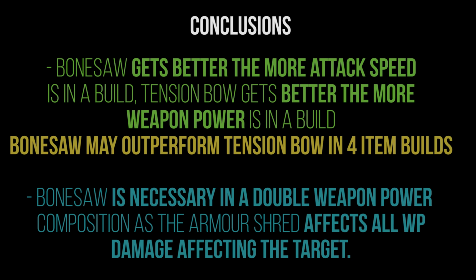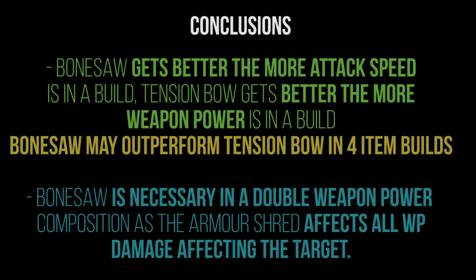Bonesaw gets better the more attack speed you build, specifically because you're going to apply more stacks more quickly. I think that speaks for itself, and therefore the quicker you get to 8 stacks, the more damage you can deal. Tension Bow gets better the more weapon power you build. Now, obviously, both of these weapons are going to get better the more of either stat that you build. Tension Bow does get better with attack speed, and obviously Bonesaw gets better with weapon power as well. But what I'm saying is individually these items benefit Bonesaw more from attack speed and Tension Bow more from weapon power. Tension Bow, for instance, its passive does not get affected by attack speed. Therefore, you need to wait 6 seconds to get that passive up every time.